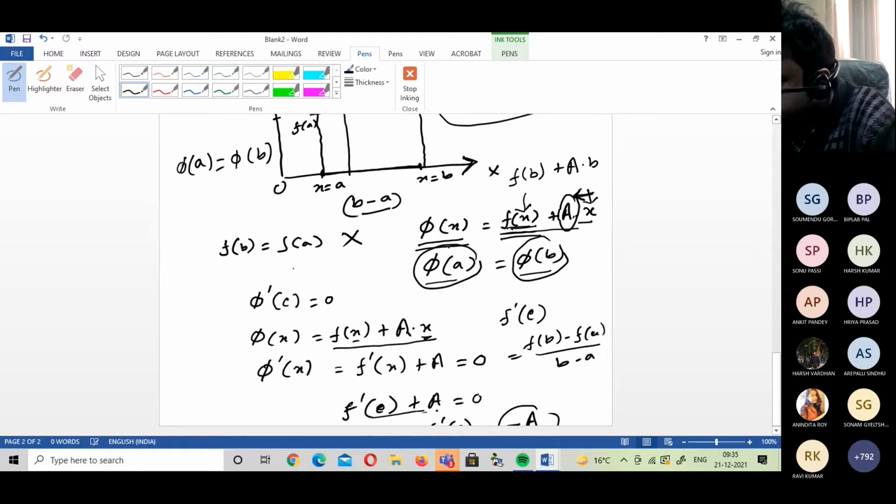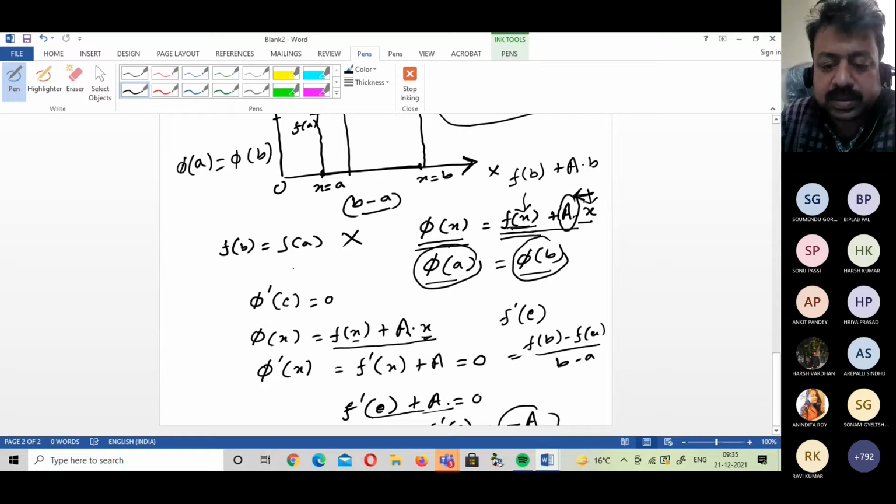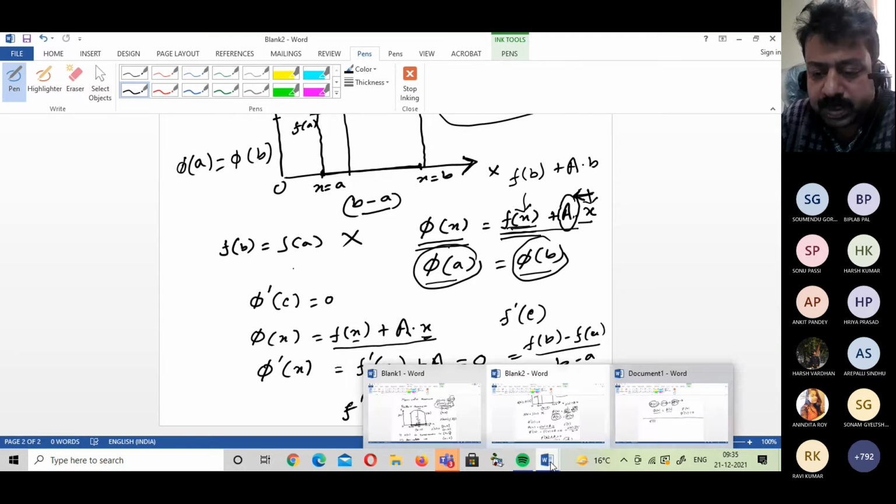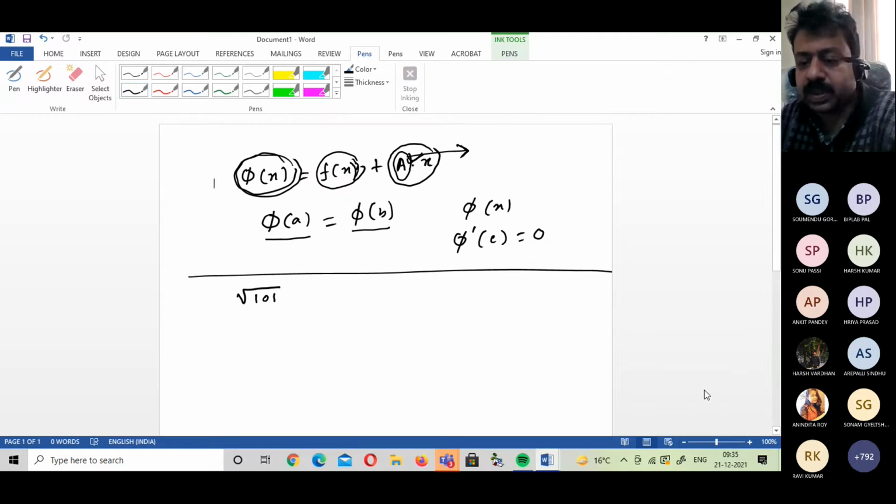Sir, that question of approximation. Sir, in that approximation theorem question, you have written an explanation in the line. Okay, next question.